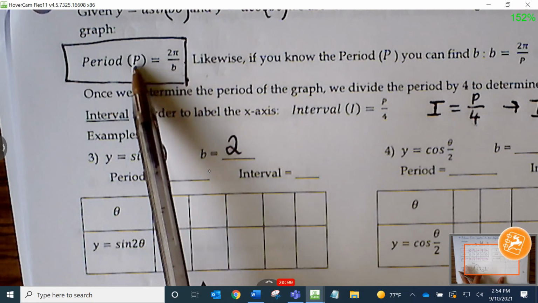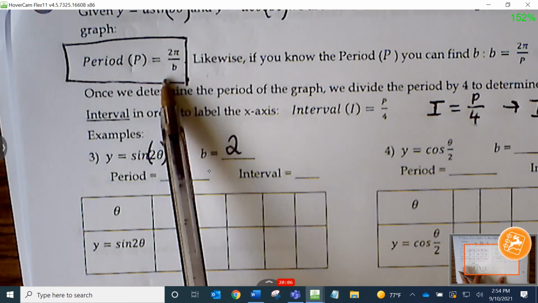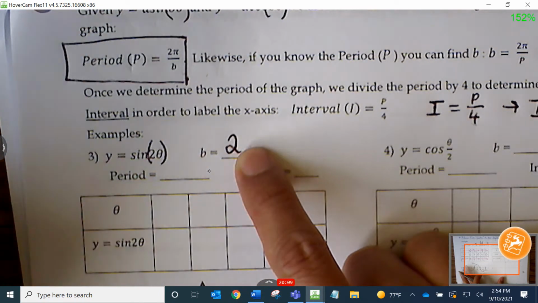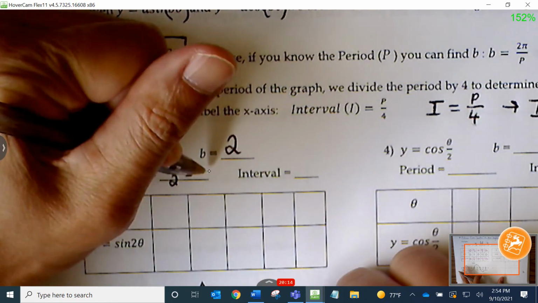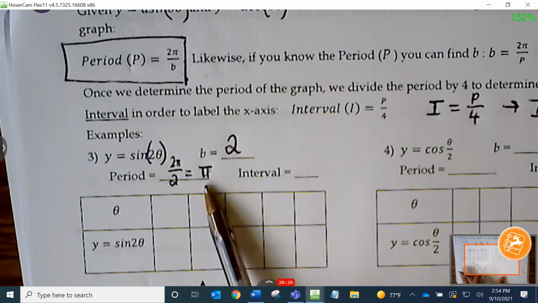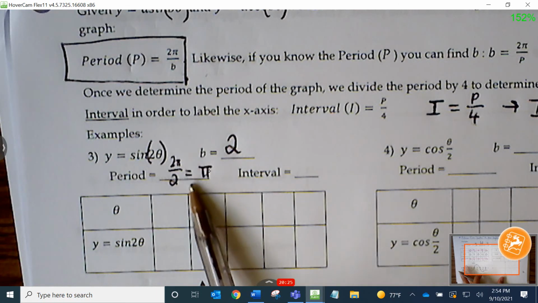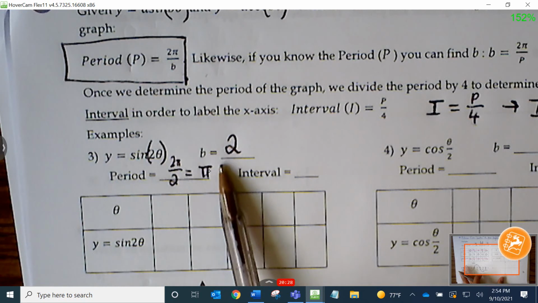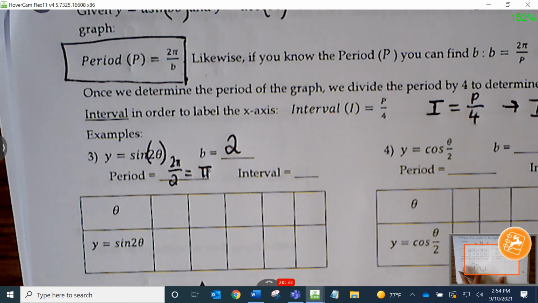So we're going to go through our formula. Our new period is going to be our parent period divided by b, so 2 pi over b. So 2 pi over 2, what does that give us? Pi. So our sine graph is still going to look the same. It's still going to have the rise and fall that we've seen, but is it going to complete that cycle faster or slower? Faster, right? So now it's going to complete its full cycle within 1 pi, whereas before, it was taking 2 pi before it completed the cycle.